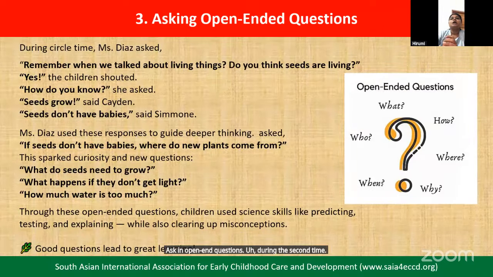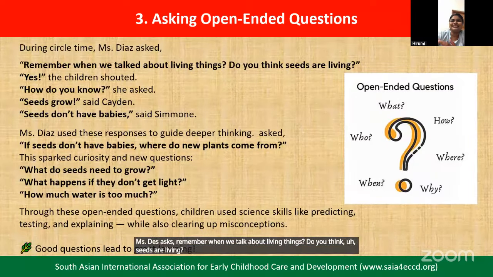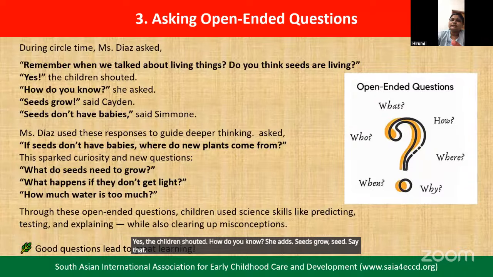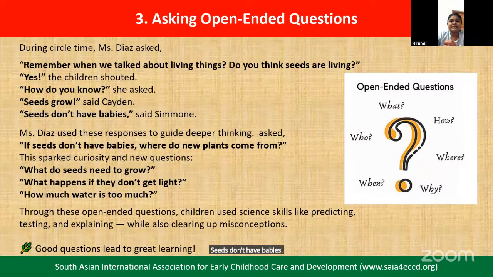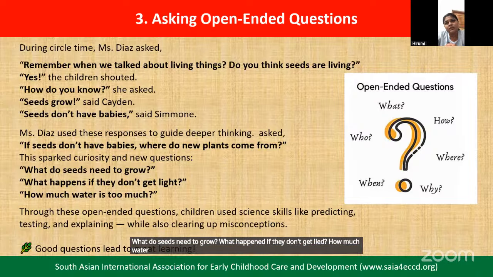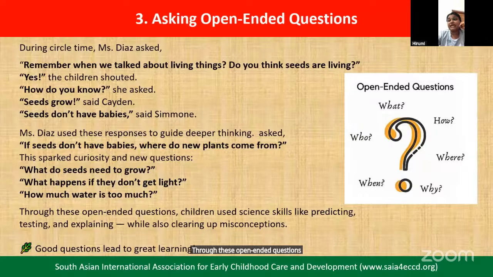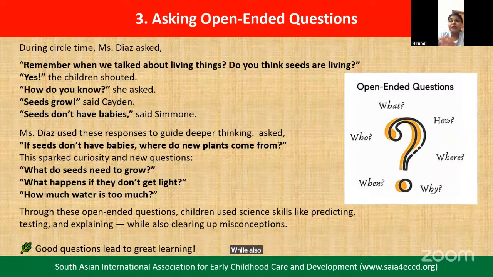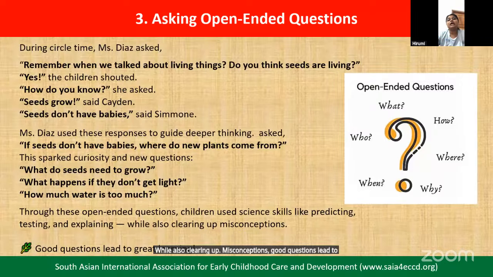Now we can move to the next slide, using the same story, asking open-ended questions during the circle time. Miss Diaz asked, "Remember when we talked about living things? Do you think seeds are living?" Yes, the children shouted. "How do you know?" she asked. "Seeds grow," said one. "Seeds don't have babies," said Simon. Miss Diaz used these responses to guide deeper thinking. If seeds don't have babies, where do new plants come from? This sparked curiosity and new questions. What do seeds need to grow? What happens if they don't get light? How much water is too much? Through these open-ended questions, children use science skills like predicting, testing, and explaining, while also clearing up misconceptions. Good questions lead to great learning.